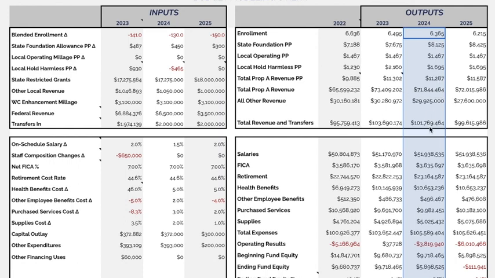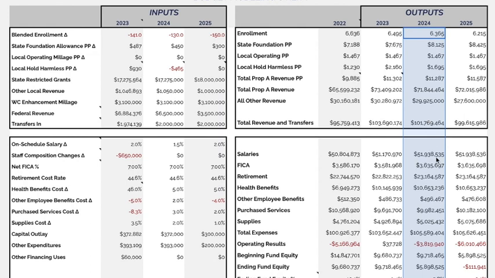Why? Because enrollment's down 130 in this model, and other revenue is basically flat. Call it $300,000 less for total revenue of 101.8 million, which is a decrease from this year's 103.7. Again, because of the hold harmless revenue adjustments or fixes.